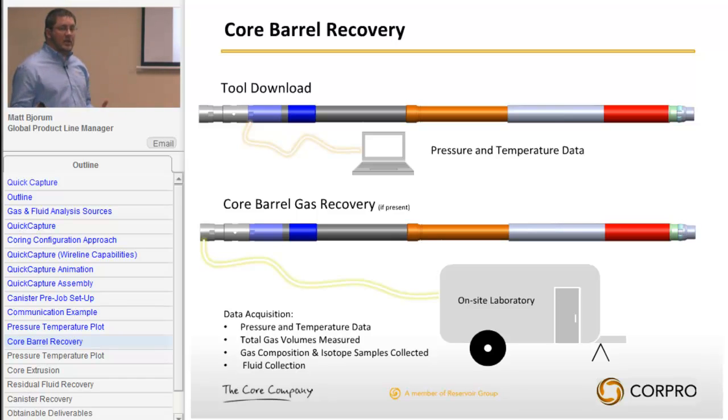The barrel is still a live system. If it's extremely gassy and it's still building pressure, we want to be able to look at it to ensure that once we transfer it to the laboratory, it's in a safe manner. We start by downloading all the pressure and temperature data, and then we go into the core barrel and recovery process. We're working with all the major laboratories around the world at this point, training them on the specifics of the tool, working with them to develop different handling procedures and the transfer process.